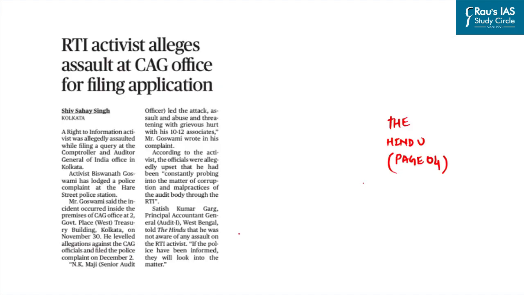Now moving to the next article of the day, it talks about the harassment and the assault on the RTI activist at the CAG office for filing the application. Now this topic becomes important as it involves two subheadings, that is RTI and that of CAG.